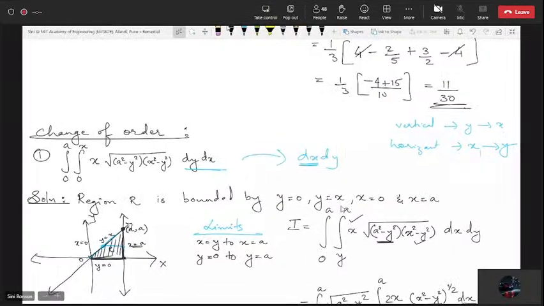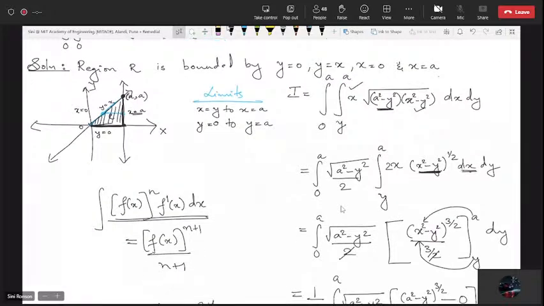You have to see what order was given, dy dx, then change it to dx dy. If the given order is dx dy, change it to dy dx. And once you get the new limits, follow the same procedure that we have done previously in the previous topic. Okay, once you get the limits, you just have to see first with respect to which variable I have to integrate.